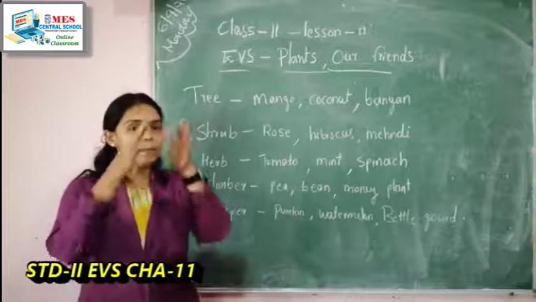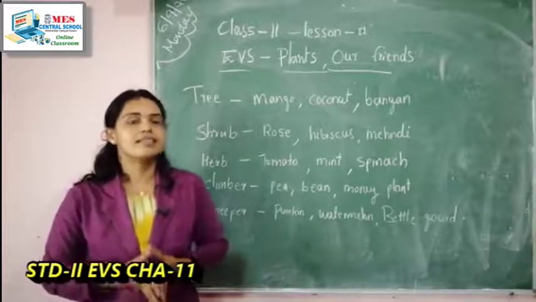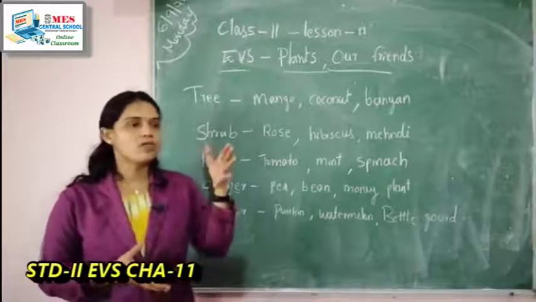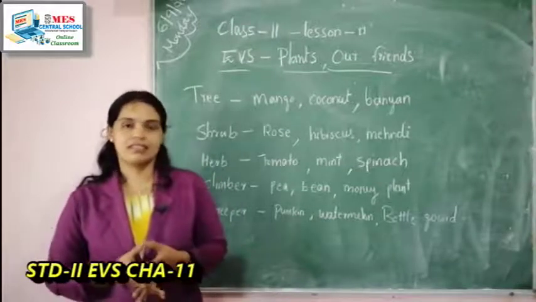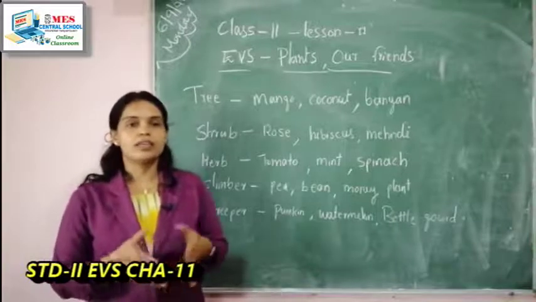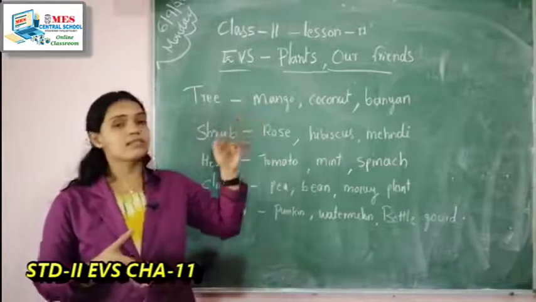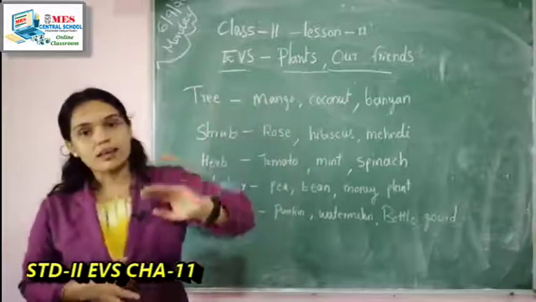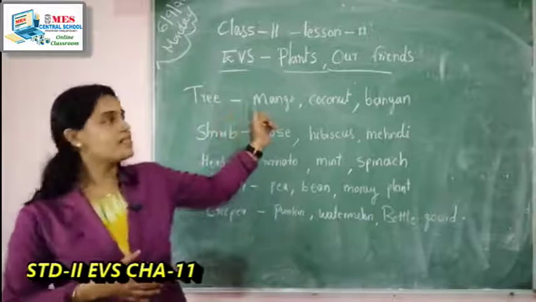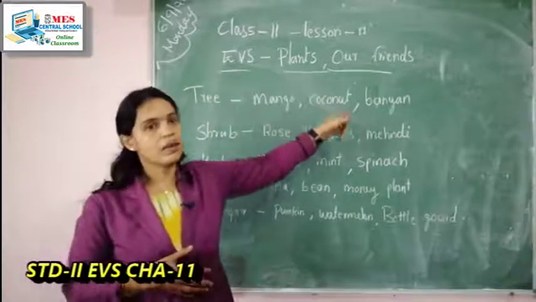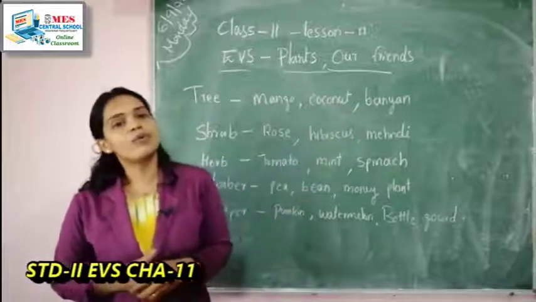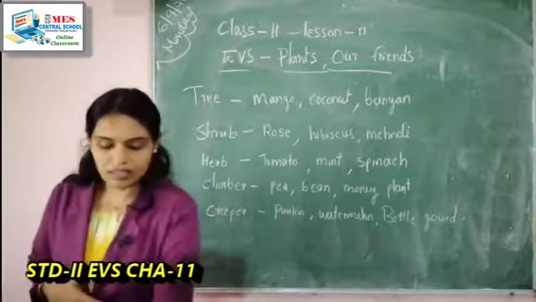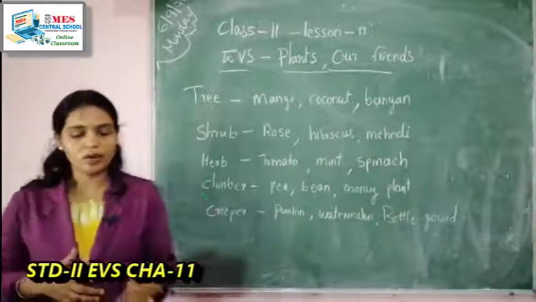What can we call the stem part? Trunk. In lower class we already learned the parts of a plant. The tree stem we call the trunk. Examples of trees are mango, coconut and banyan. Next, the types of plants we have to discuss.